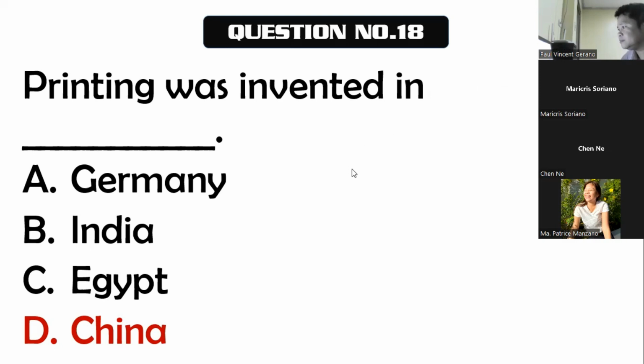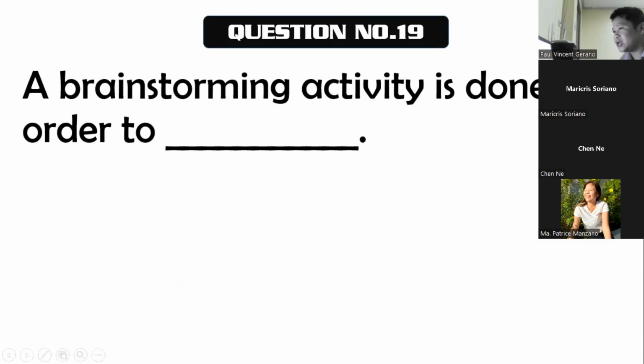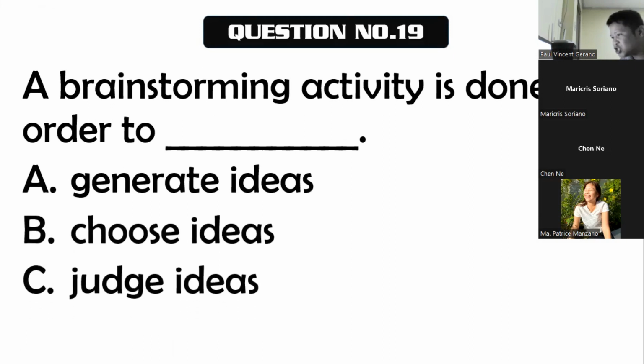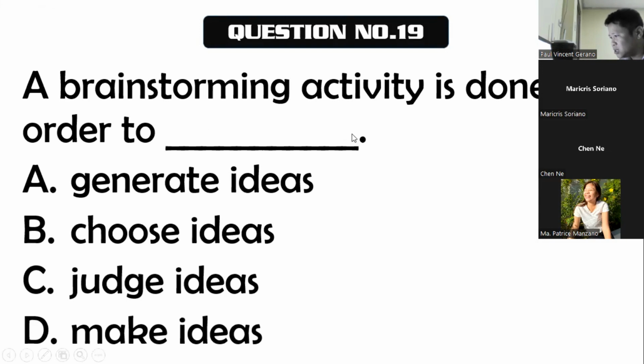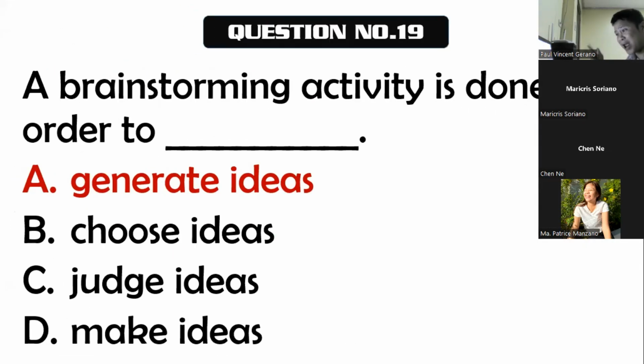Okay, number 19. A brainstorming activity is done in order to A, generate ideas, B, choose ideas, C, judge ideas, D, make ideas. What is the answer? Brainstorming? Yes, correct. Generate ideas. Letter A. When you brainstorm, you generate ideas, you gather ideas.